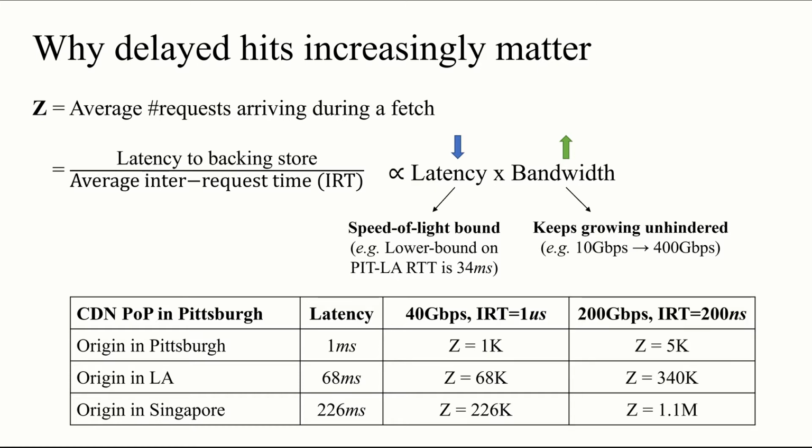However, as the CDN link bandwidth increases without a corresponding decrease in latency, we expect to see a higher number of requests to arrive during a fetch, increasing the number of delayed hits we see in practice. At 200 Gbps, this number could be as high as over a million for a remote store. In this talk, we'll explore this phenomenon in more detail.